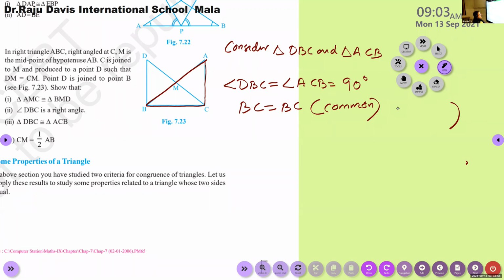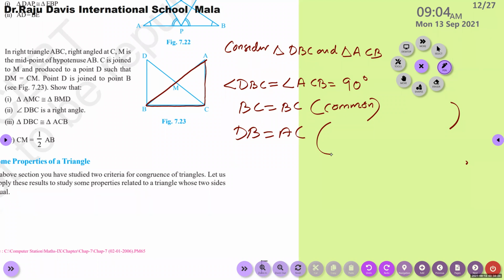You find out what the reason was. DB equal to AC, what was the reason? Give the reason. How can we say they are equal? Ma'am, opposite.